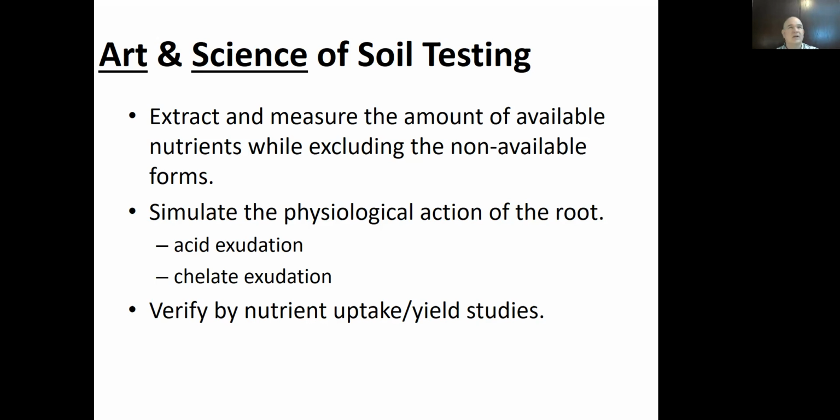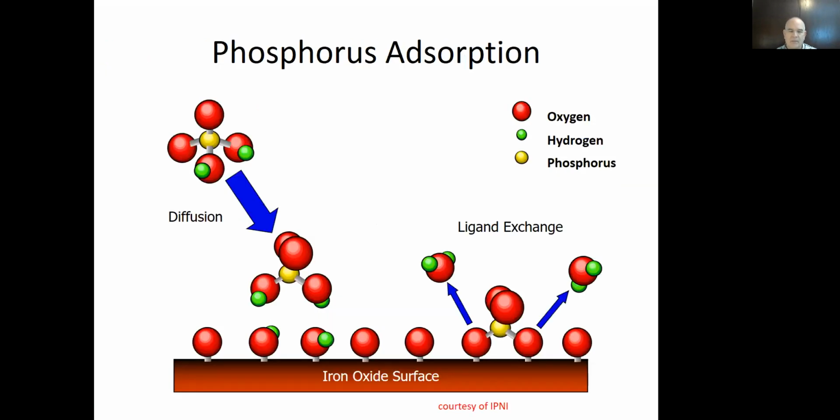And when we're doing the science on this, we're kind of trying to simulate what a plant's doing. And we don't need to worry about that for this purpose, but that's what these tests have more or less been kind of shooting for. We need to verify this. Now, this is important. We need to verify these soil tests with nutrient uptake and yield studies to see, is there a correlation? I'll show you that in a minute.